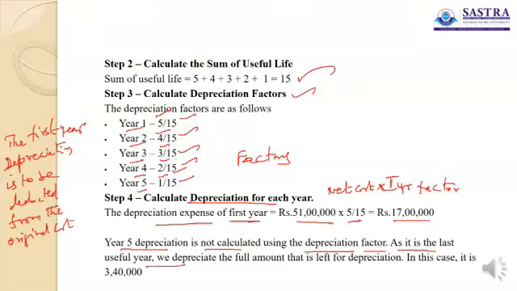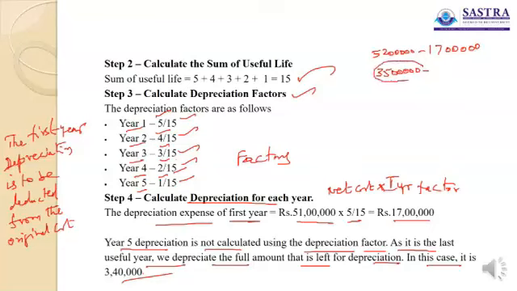So as it is the last useful year, we depreciate the full amount that is left for depreciation, and the amount left finally will be known as equal to the salvage value. How do you calculate this? Understand? So first year, 52 lakhs minus 17. So second year, 35 lakhs minus the amount is calculated.